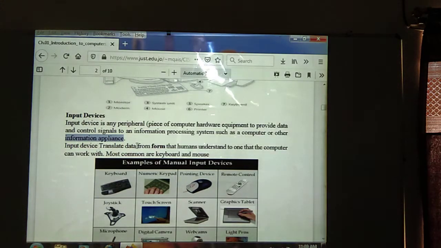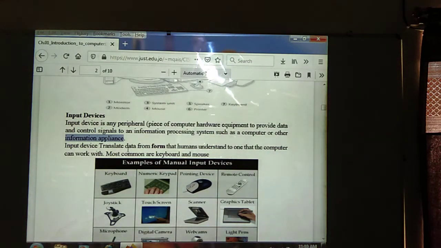An input device translates the data from a form that is human understandable to one that the computer can work with. What is the meaning here? Whatever data we are entering, can the system directly accept that data? No. Whatever data we are entering should be converted into machine language. Again, at the user end, it should be displayed in our language only.